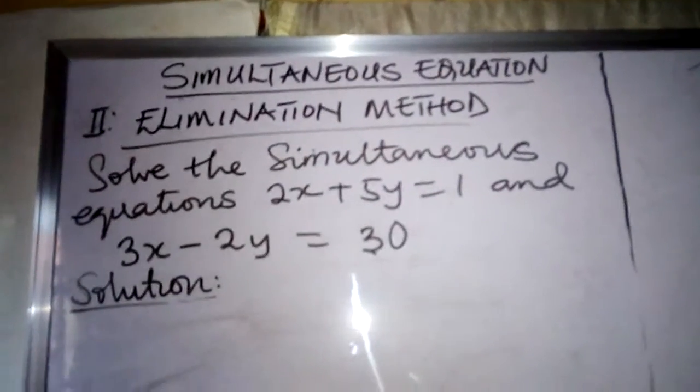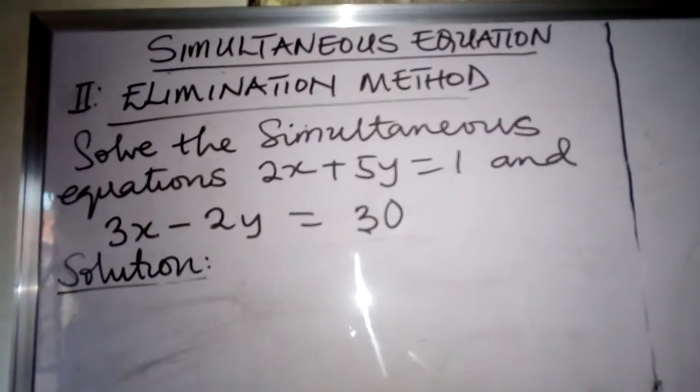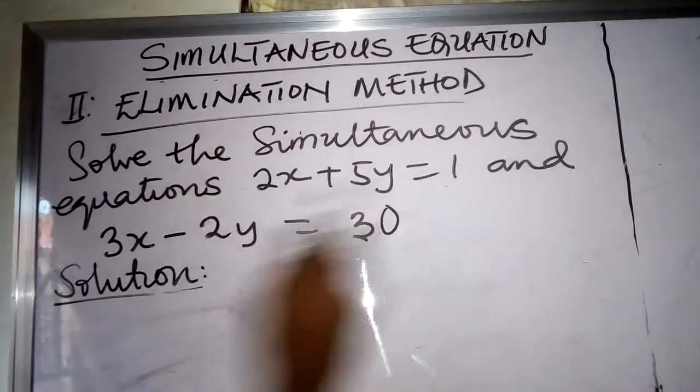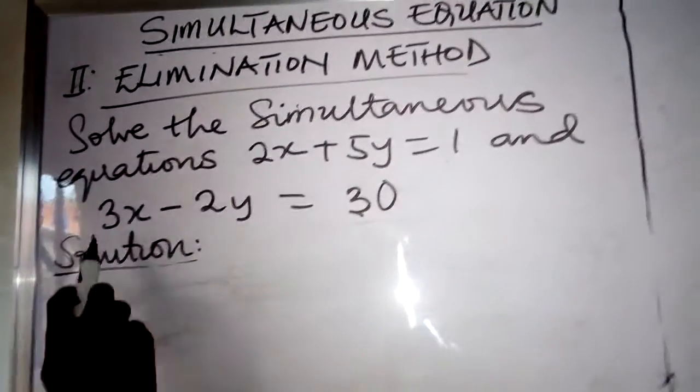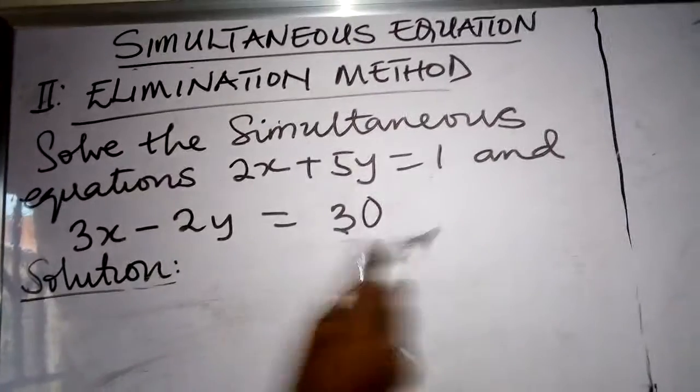Video is on solving simultaneous equations using the elimination method. Solve the simultaneous equations 2x + 5y = 1 and 3x − 2y = 30.